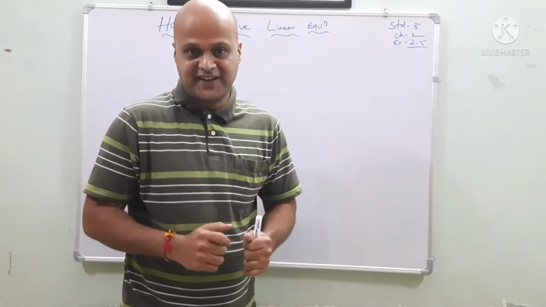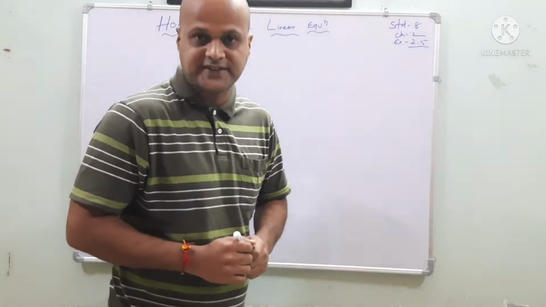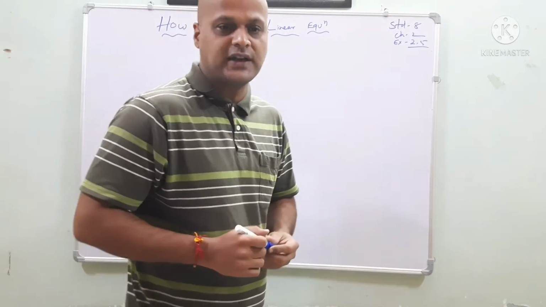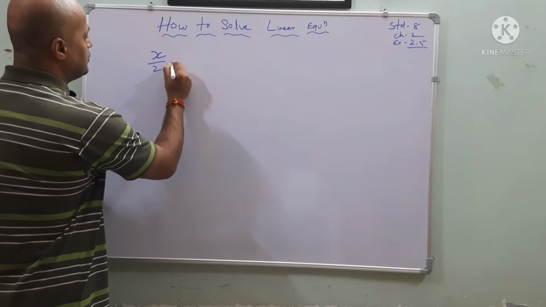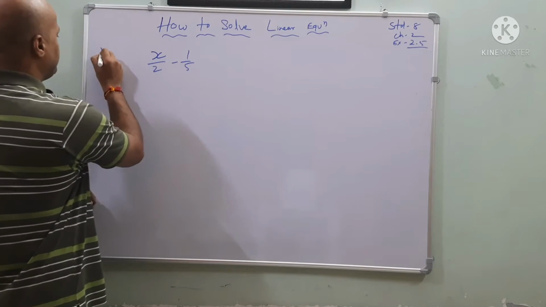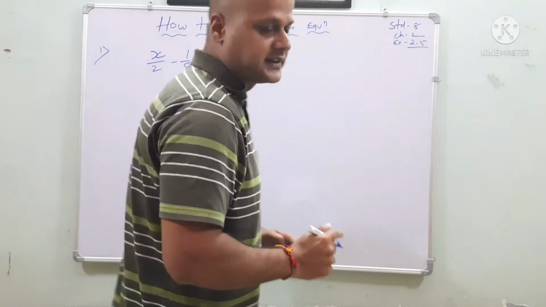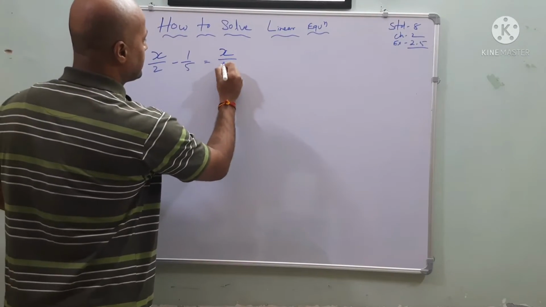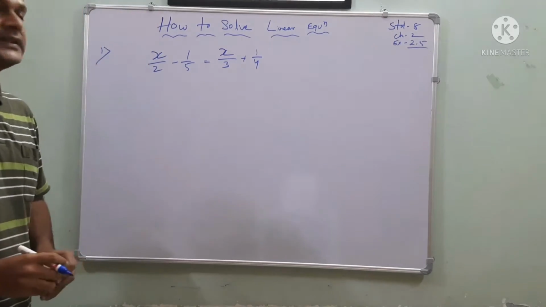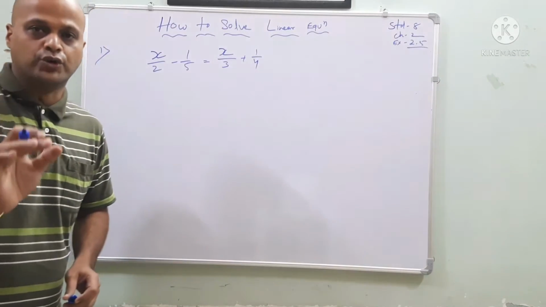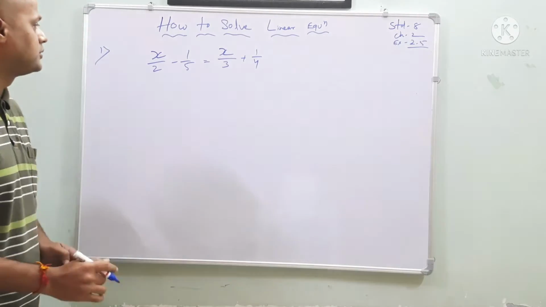Ready? Okay, let's take an example from exercise 2.5, question number 1. What is the question given? It is given x by 2 minus 1 by 5 is equal to x by 3 plus 1 by 4. This is the question given in your book. So how will we solve this one?